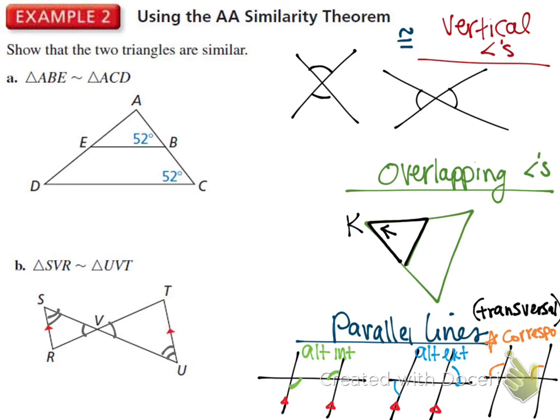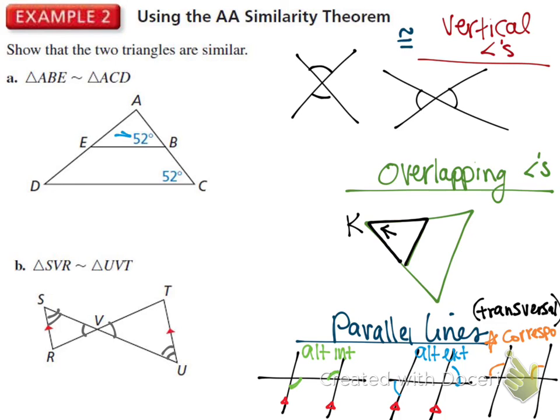Let's talk about A. It says show the two triangles are similar. So is it asking if they're similar? No, it's saying show that they're similar. Do you have any information about their side lengths? No. They're triangles, and we could talk about their angles. These are similar because they have two sets of angles that are congruent, and we will list the two angles that are congruent. We obviously see the 52 and the 52.